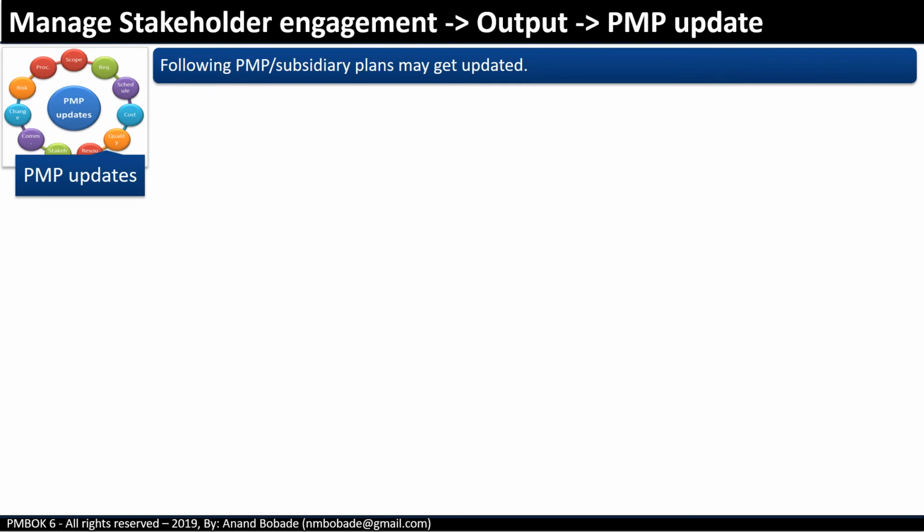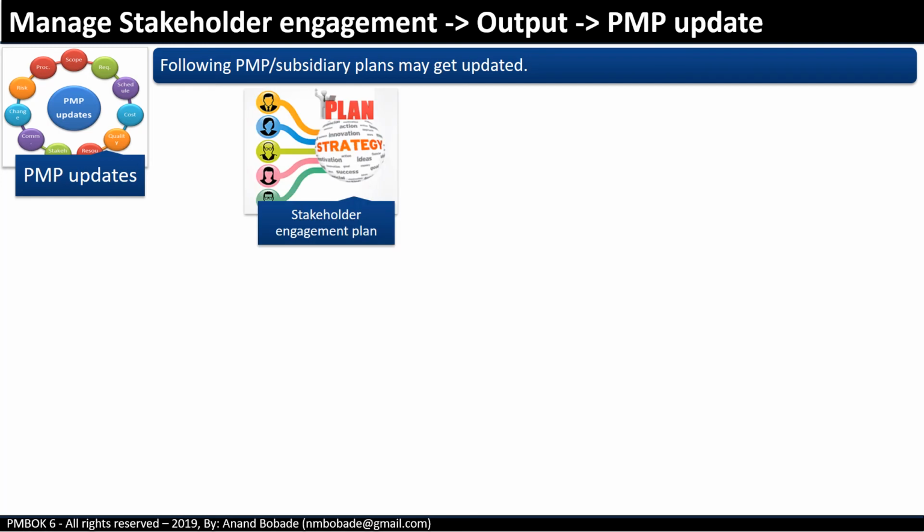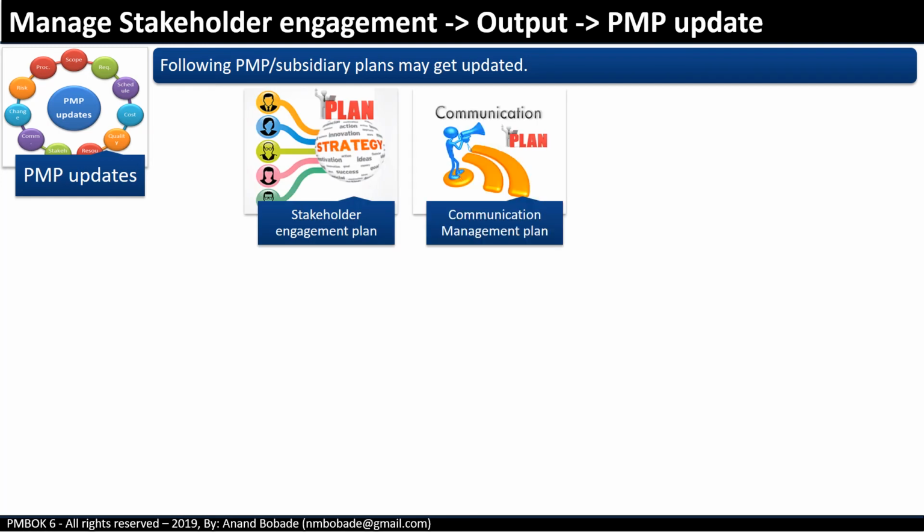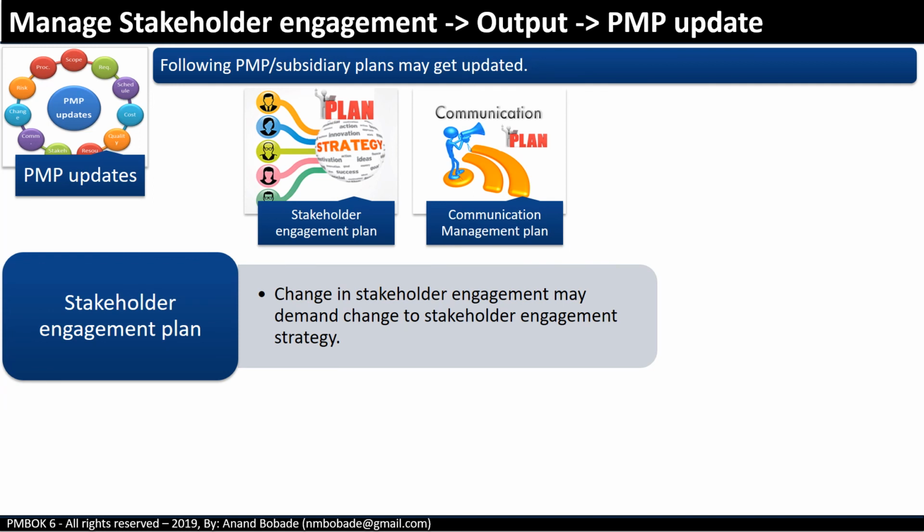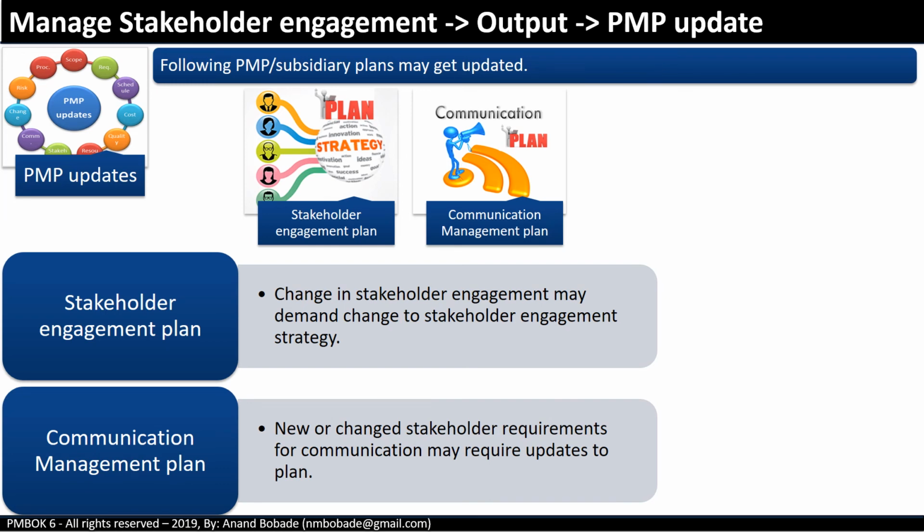Project management plan updates. Stakeholder engagement plan and communication management plan may get updated as a result of managed stakeholder engagement. Failing to manage stakeholder engagement may result in changing the stakeholder engagement plan. Communication management plan. New or changed stakeholder requirements for communication may require an update to this plan.